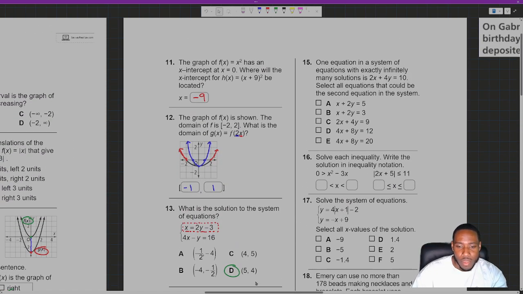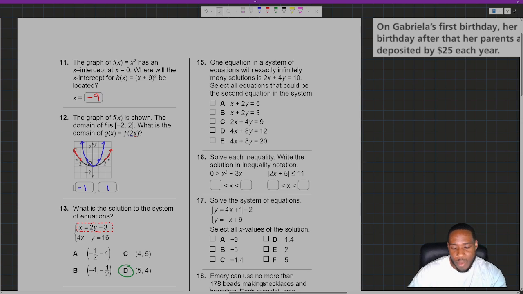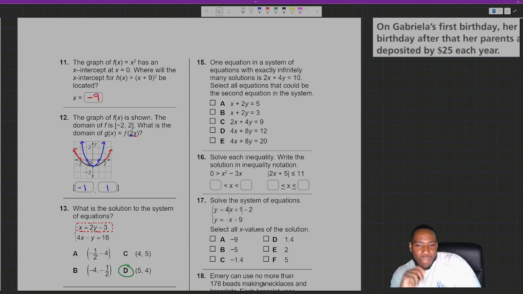All right. 4 more problems and a few bonus ones just to make sure that you are fully prepared for your exam. 15 says, one equation in a system of equations with exactly infinitely many solutions is 2x plus 4y equals 10. They ask us to select all equations that could be the second equation in this system.